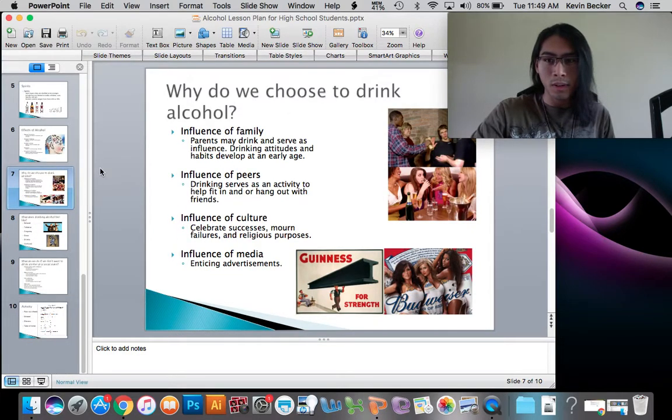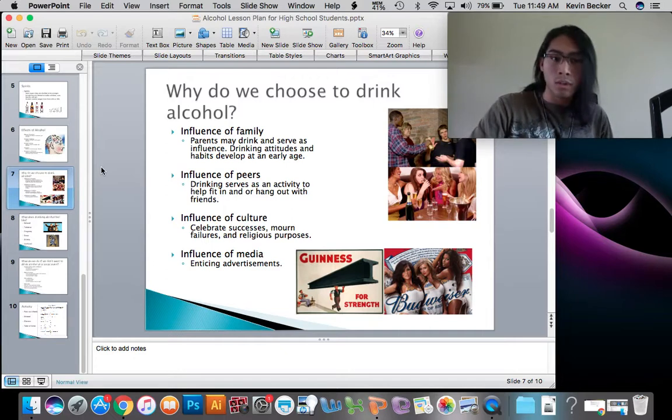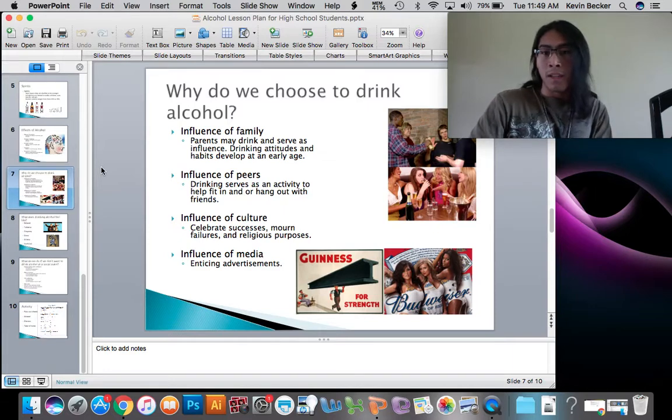So if all these things go down, why do we choose to drink alcohol? It's a good question. The biggest influences would be these four right here, and one of them would be family. If you have a parent that drinks at home, that may influence you to drink at home. Maybe that makes it okay and they don't care, but drinking attitudes and habits develop at an early age. So it's important to be able to make up your own mind at an early age rather than later. The influence of peers is also a big component.